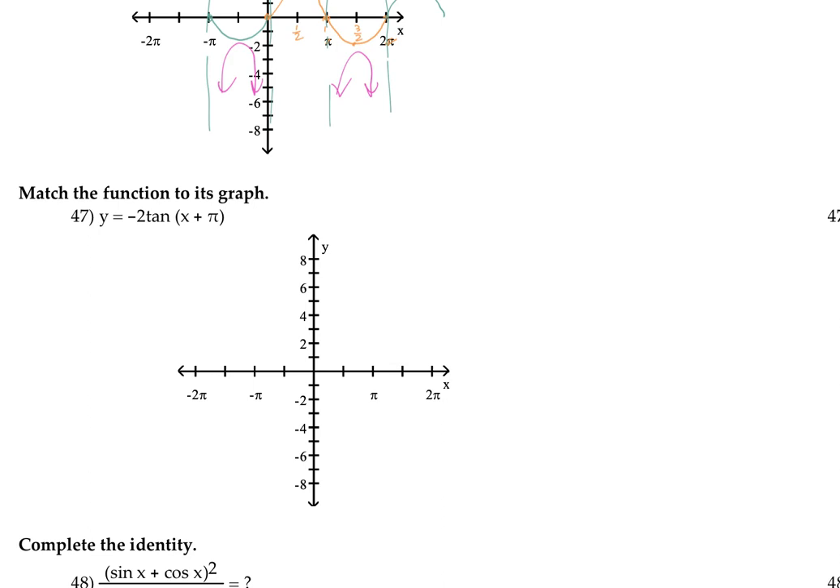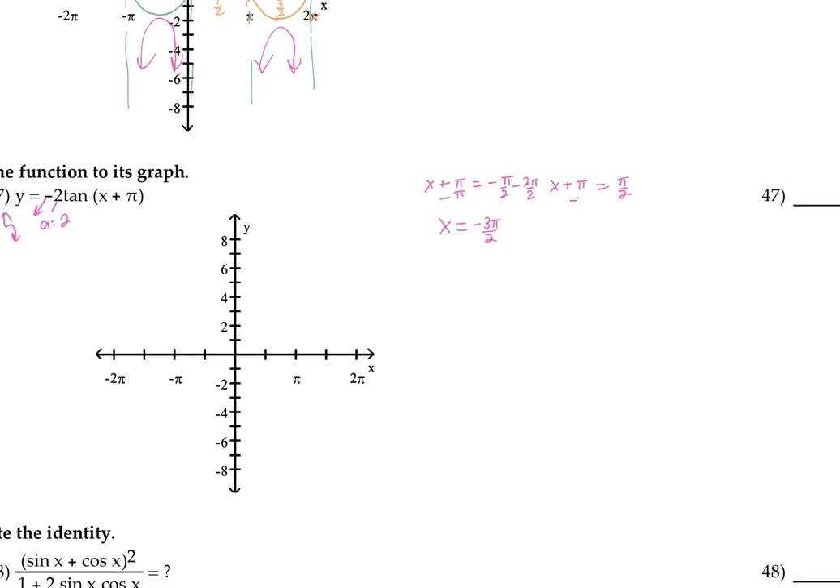47, tangent. So negative 2 tangent x plus pi. This tells me it's going to be upside down. So it's actually going to point up left and down right, almost like a cotangent curve. The 2 means my a and my quarter points are going to be at 2. And then I'm going to take x plus pi, set it equal to negative pi over 2 and positive pi over 2. I'm going to subtract the pi, which is 2 pi over 2, and I get x equals negative 3 pi over 2. Subtract the pi, 2 pi over 2, and I get x equals negative pi over 2.